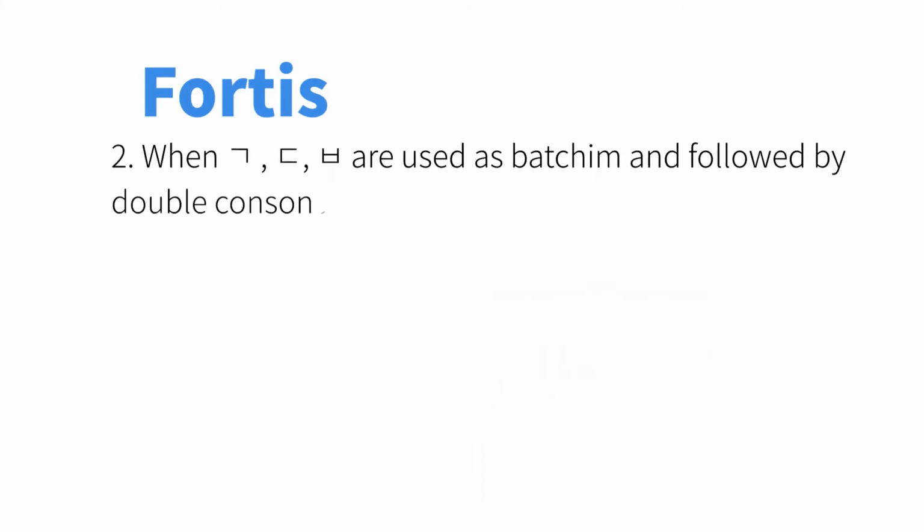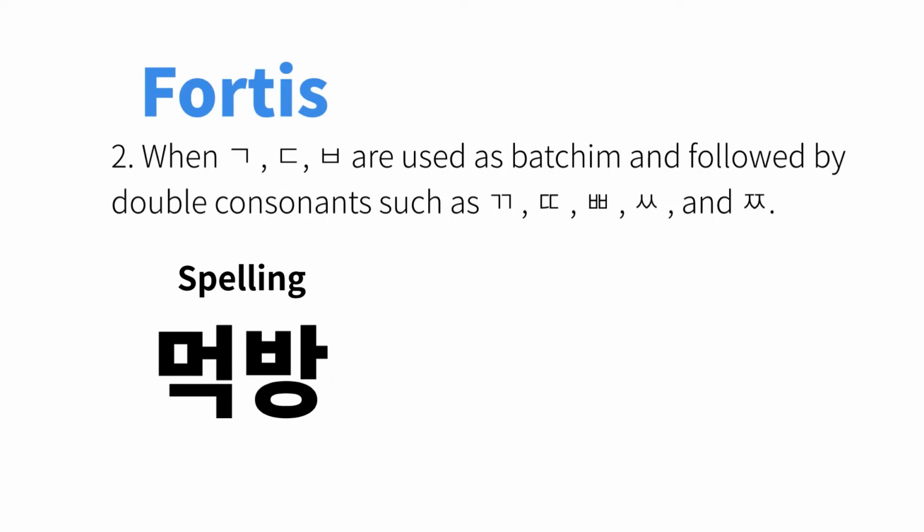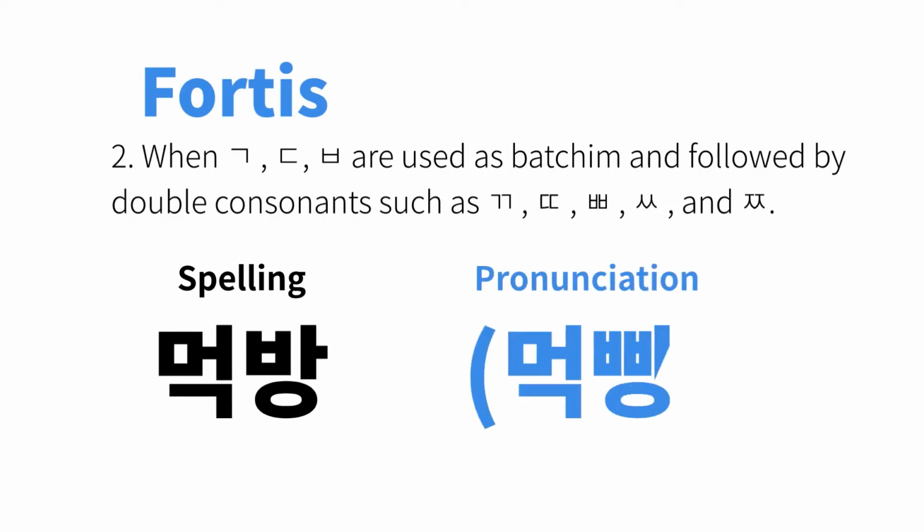The second part of this rule is when kiok, tigut, and piep is in the Batchim position and is followed by consonants that can be doubled, such as sang-kiok, sang-digut, sang-piep, sang-shiot, and sang-jiet, then they will be doubled. For example, we have mukbang, which means eating broadcasts. It is pronounced as mukppang.